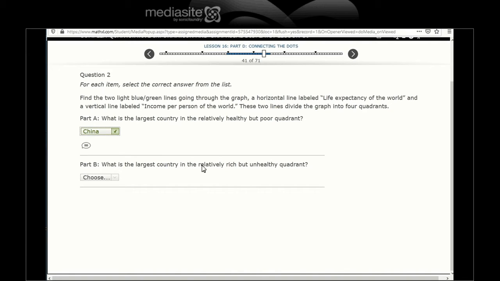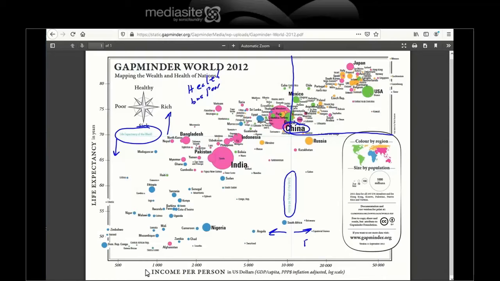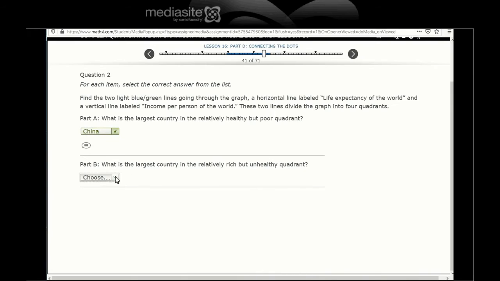And what is the largest country in the relatively rich but unhealthy quadrant? So rich and unhealthy. Not many people fall in that one. Botswana, Equatorial Guinea, Gabon, Kazakhstan. Looks like Russia would be the one. Wow. More population Russia has. So Russia. Russia. All right.